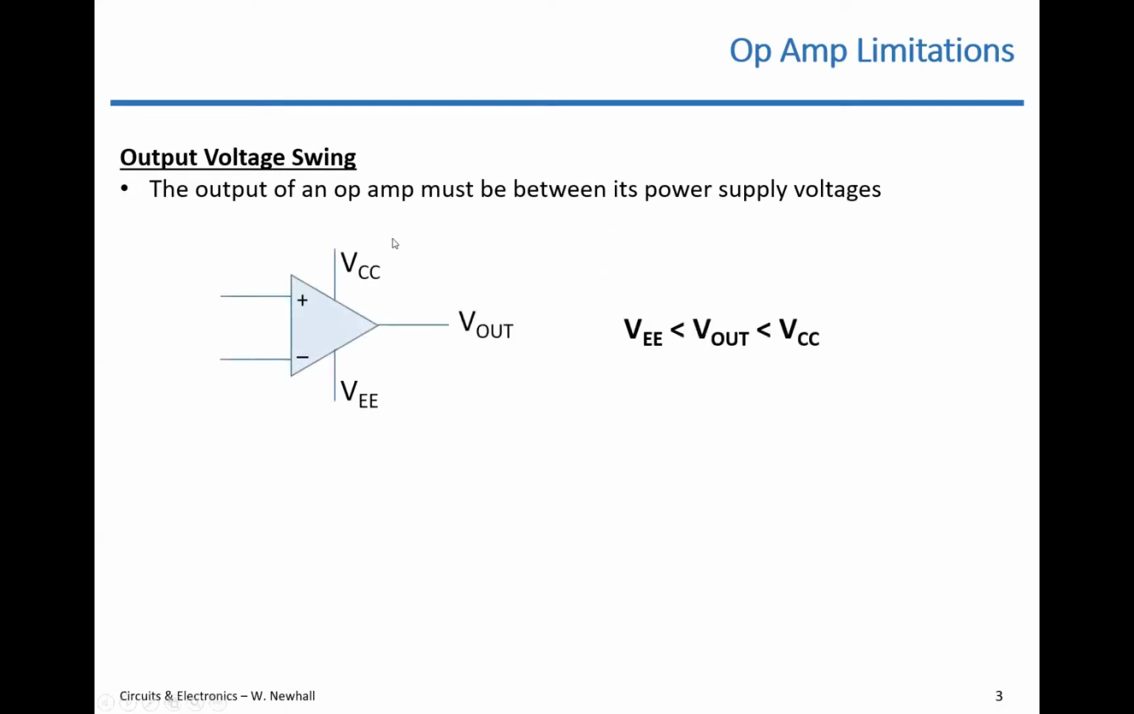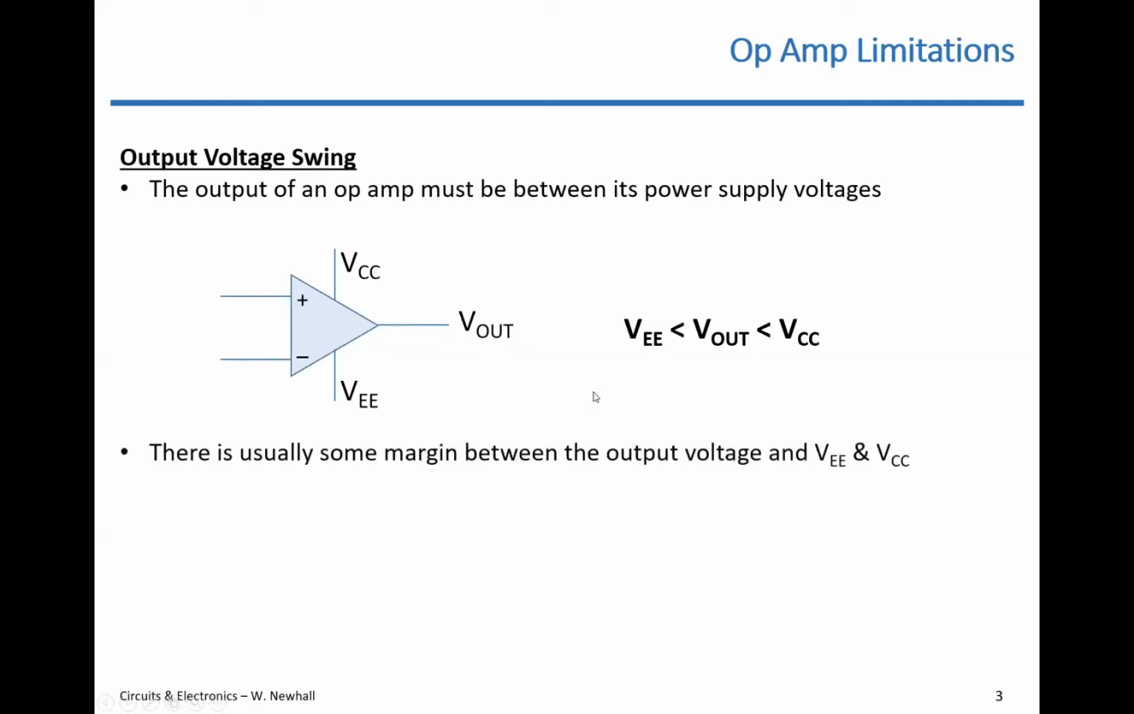So, a way of drawing that is if you draw an op-amp with its VCC and VEE, right, the positive supply and the negative supply, then the output has to be between VEE and VCC, right? That's where the output is coming from. It's going to be somewhere between the two power supply voltages. So there's usually some margin between the output voltage and VEE and VCC. What's that mean? That means that Vout can never really go all the way up to VCC. Vout can never really go all the way down to VEE. Okay, it's going to fall somewhere in between, and it's never exactly equal.